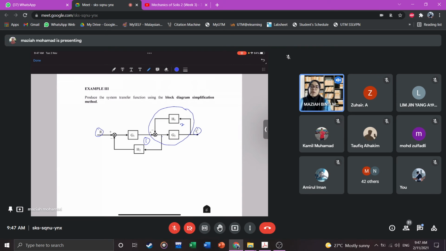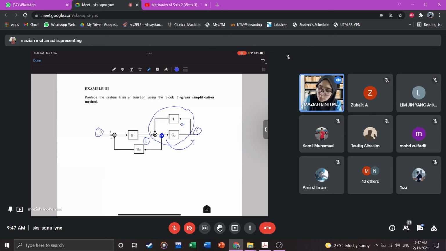Okay, if we start with the second loop, we need to move the pick-off point toward the output. We can only move it toward the output because we cannot move toward the input, since there is a summation point there. We cannot move over a summation point, we can only move over a block. The block beside the pick-off point is G2, so we're going to move toward the output, right?